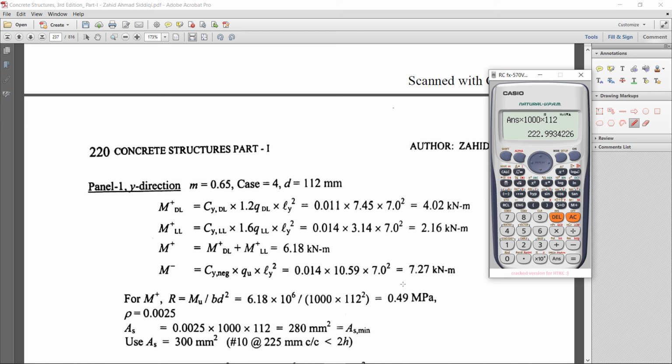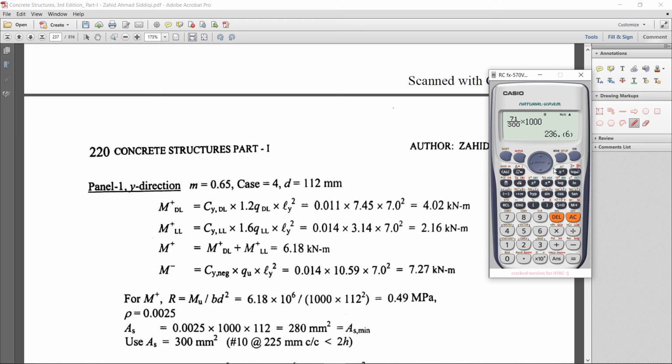So that's why we will use AS of 300 millimeter square. When we use AS 300 millimeter square, our spacing comes to number 10 at 235 millimeters center to center. The same way that we calculated in the previous panel 1 x direction: 71 divided by area of steel 300, multiplied by 1000.